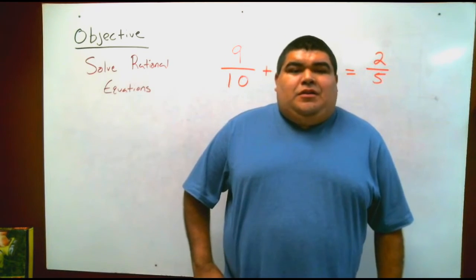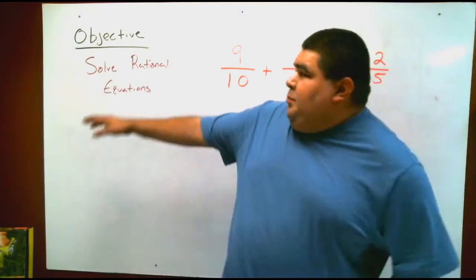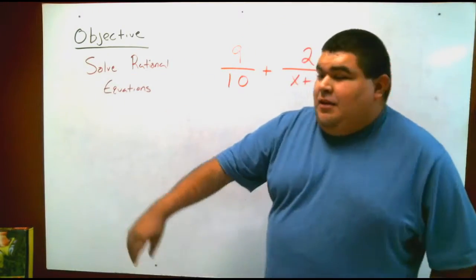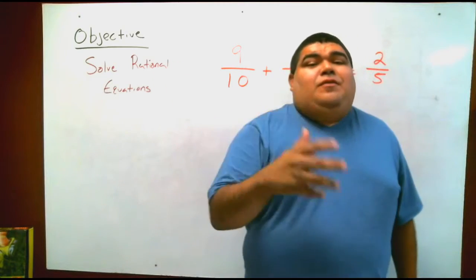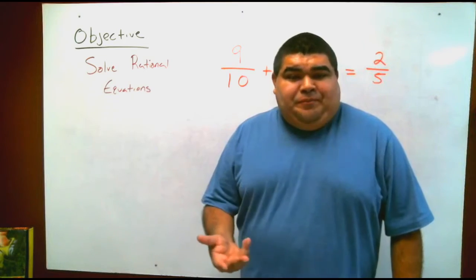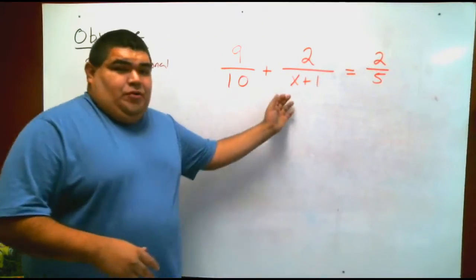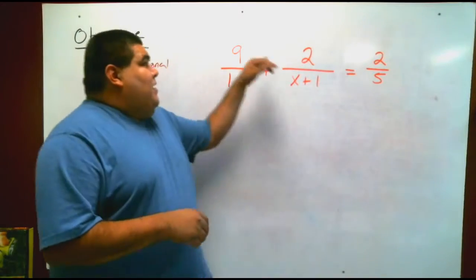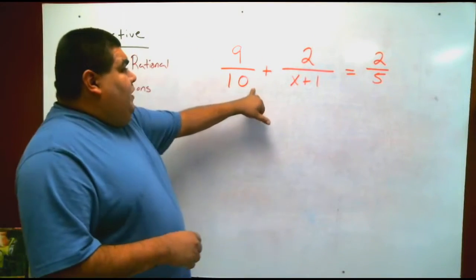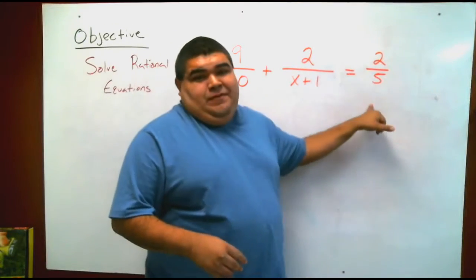Today, we're going to cover rational equations, okay? So, the objective for today is obviously to solve rational equations. Know how to solve them. So, we have one here on the board already, okay? We have 9 over 10 plus 2 over x plus 1 equals 2/5.